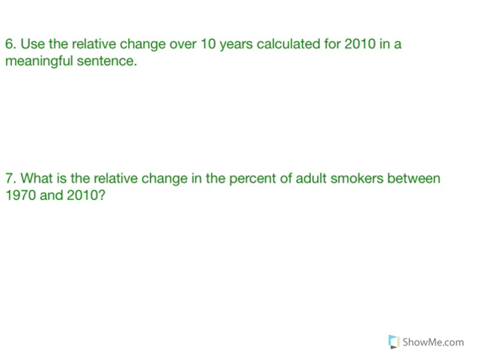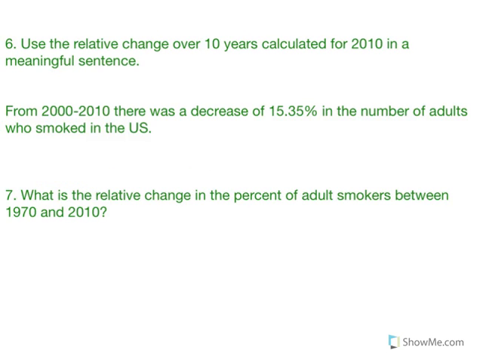Relative change over 10 years for 2010 in a meaningful sentence. All right, well, I'm going to type. So from 2000 to 2010, there was a decrease of 15.35% in the number of adults who smoked in the U.S. Now, your wording could be slightly different, but the things that you have to have: a time period, increase or decrease, what amount, and who are we talking about? Now, it's very important that we are talking about adults, and they are in the U.S., and they smoke, right? You got to have all those details, so make sure we're paying attention to that.